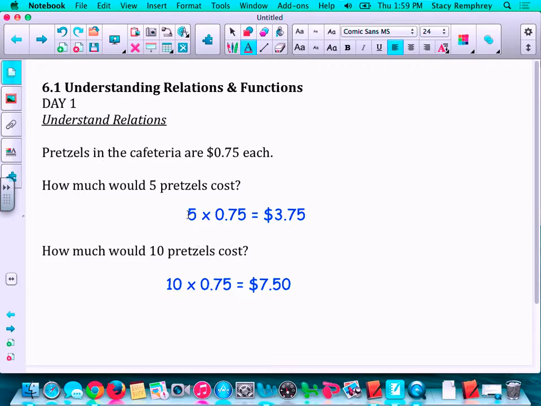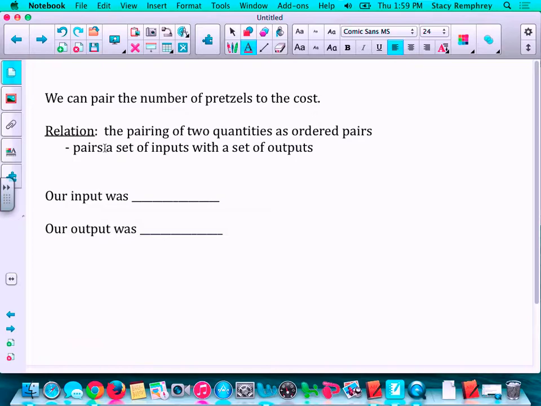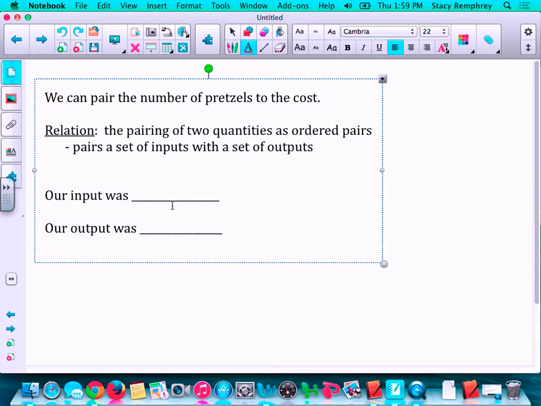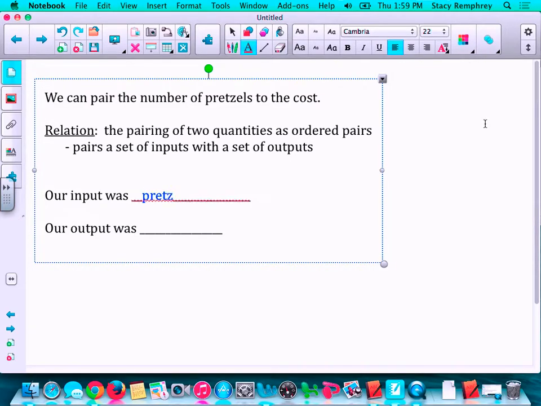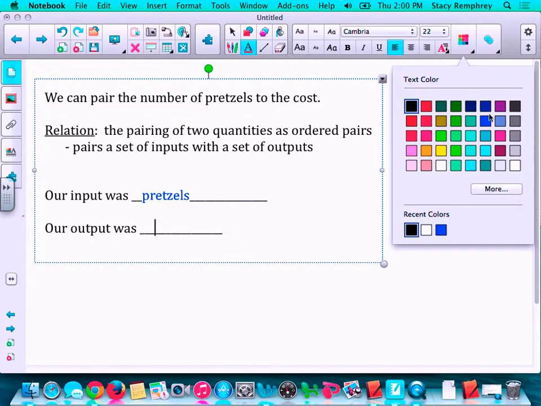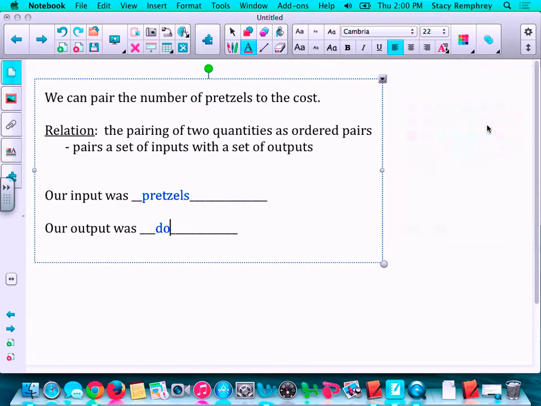So each time we took the number of pretzels, we multiplied it by 0.75, and we got our answer of $3.75. And we can put those numbers together. What we started with were 5 pretzels and our result of $3.75, and put them into an ordered pair called a relation. So our input was pretzels. Let me change the color here again. Okay, what we started off with was the pretzels. And our output was, after we plugged in the number of pretzels, we found out the dollars.